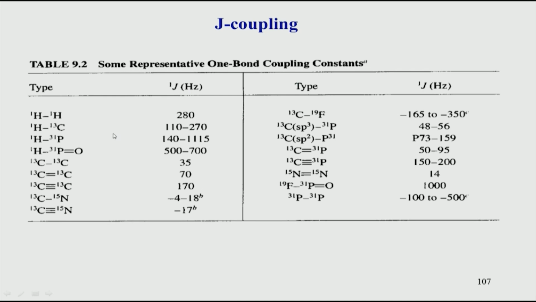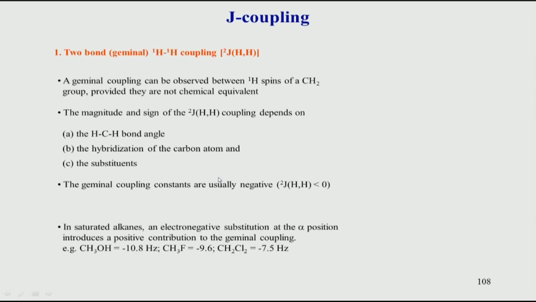So, typically the different coupling values are given here, and these are very general typical values. You can see that proton to carbon is about 110 to 270 depending on a variety of factors like the hybridization state and substituents and so on, and these are ballpark numbers. We do not have to go into detail, but this gives you an idea of the different values. The hydrogen couplings, the vicinal and geminal, are not listed here, that will come up in the next few slides.